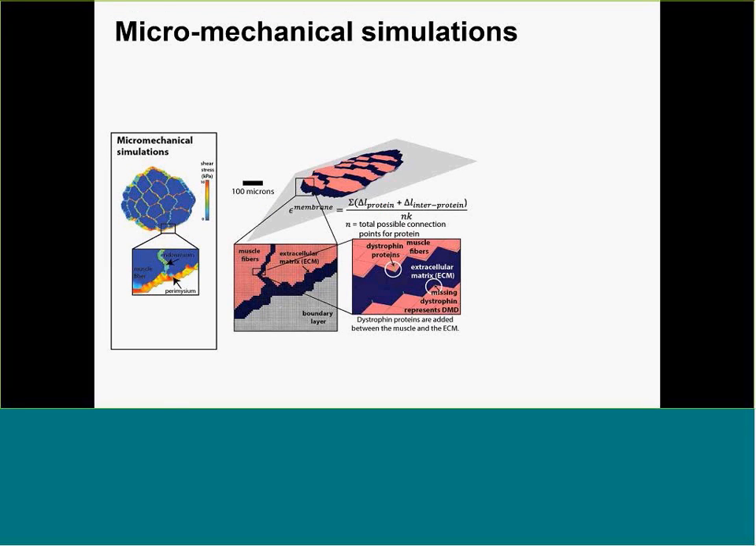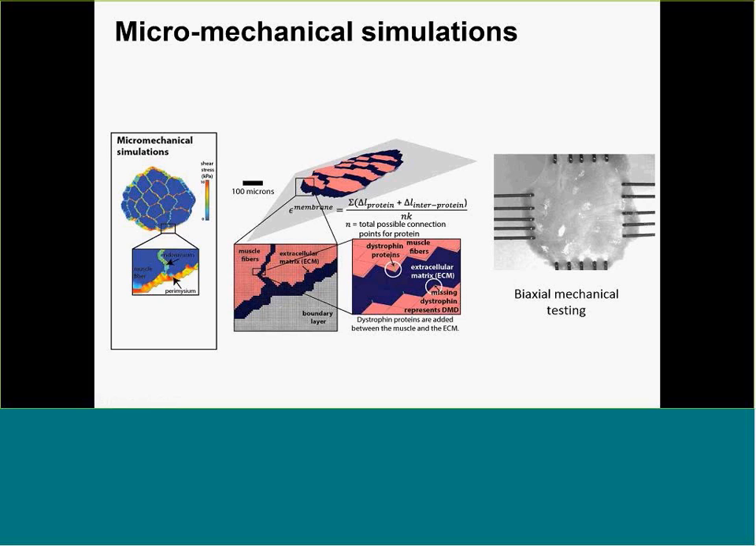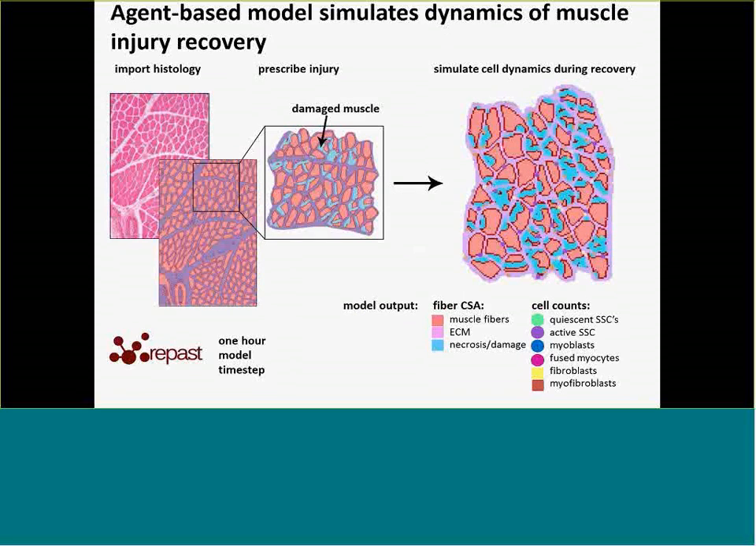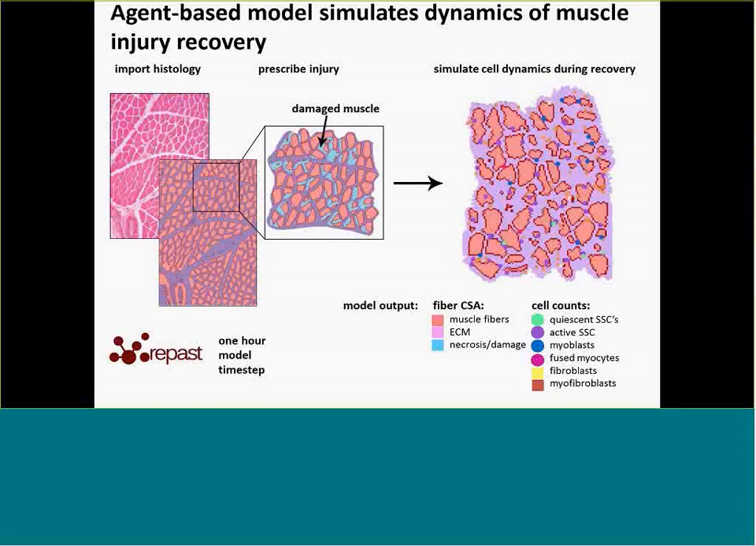The micromechanical simulations are based on a number of papers that we developed on how to extract the tissue level properties from models of the microstructure of muscle, using homogenization theory. So we can now also model the effects of the dystrophin links and do things like affecting the number and properties of dystrophin, because some of the targets are related to that. And then we're doing some biaxial testing to test those predictions in different mouse or tissue models.